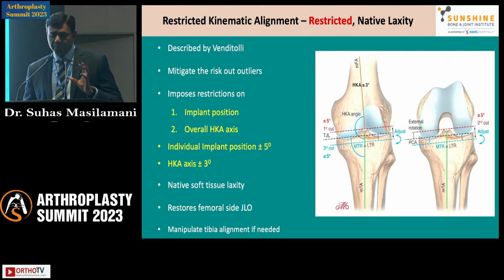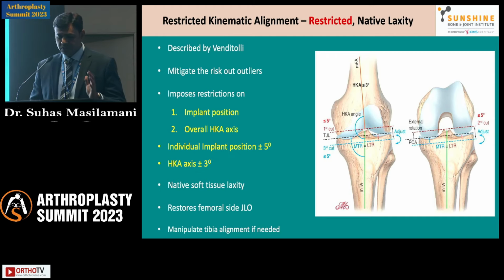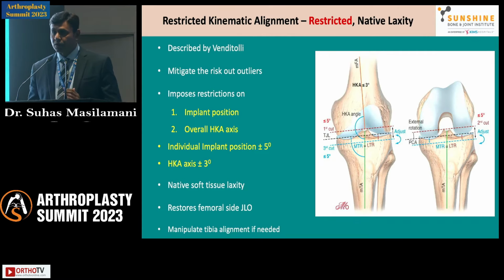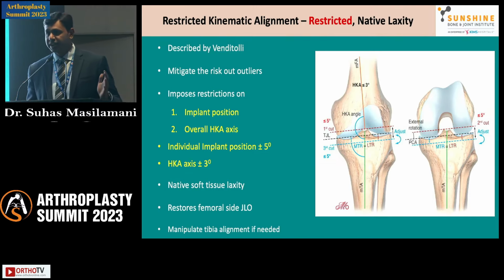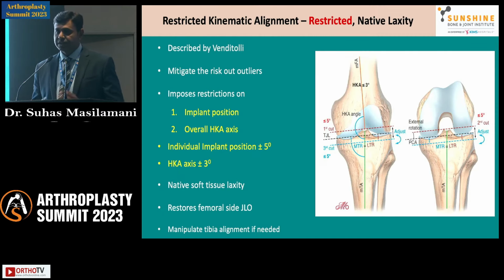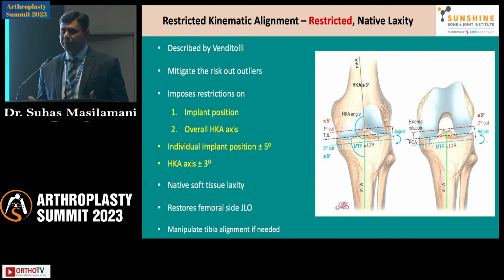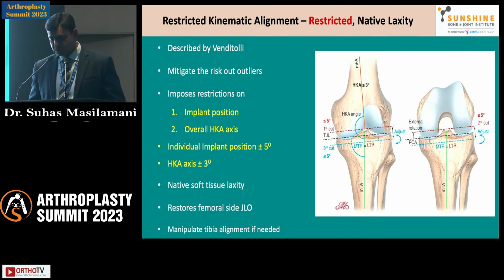In order to obviate the disadvantages of kinematic alignment, which is unrestricted, Vendittoli came up with the concept of restricted kinematic alignment, where he recommended some boundaries because it was so wide, no surgeon was comfortable putting the knees in almost 8 degrees of varus. So what he said is individual implant positions can be within 5 degrees and the overall HKA axis should be within 3 degrees. And this is when there was a big uptick of people taking up restricted kinematic alignment.